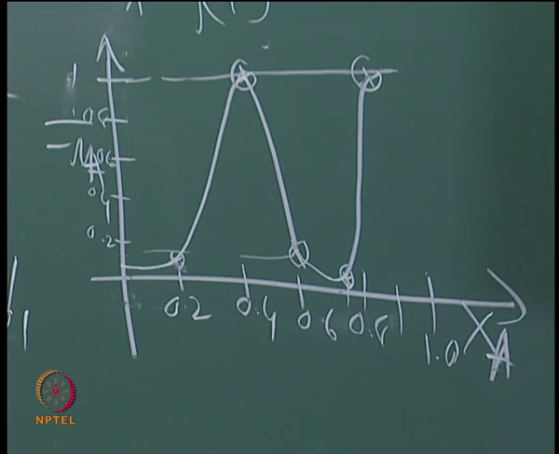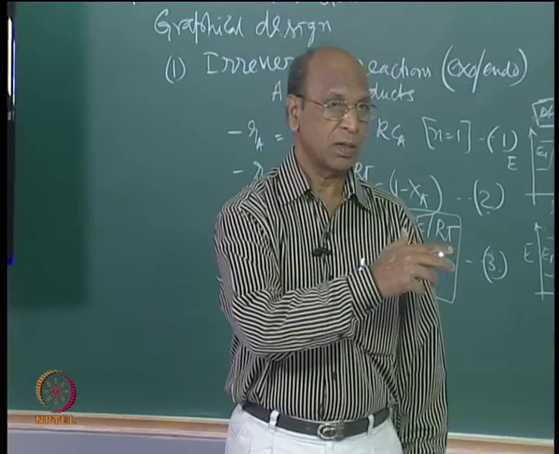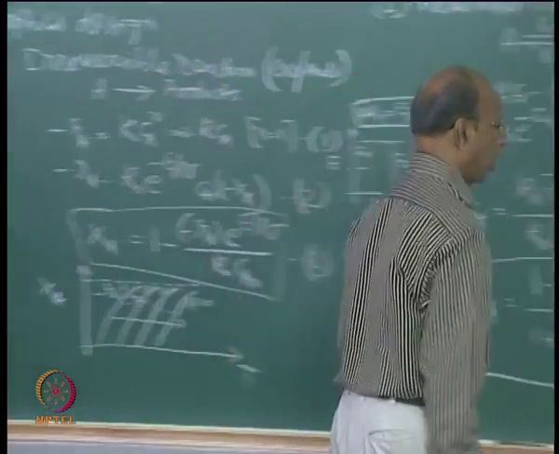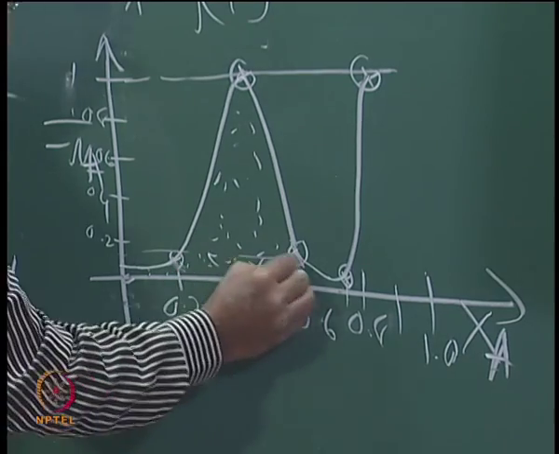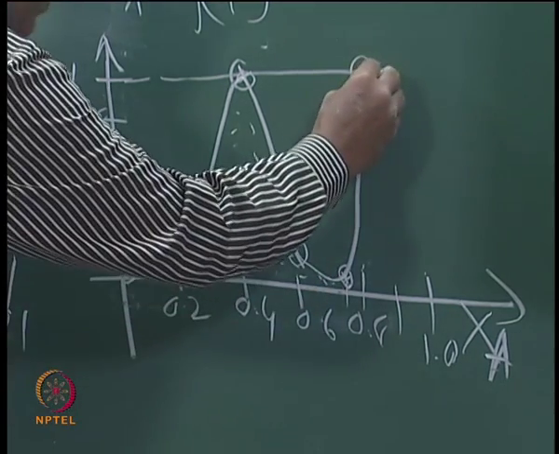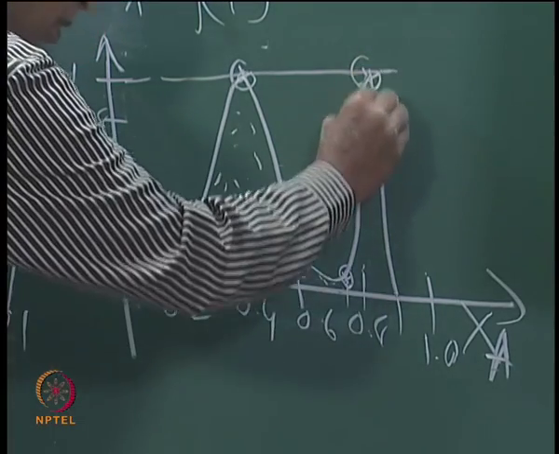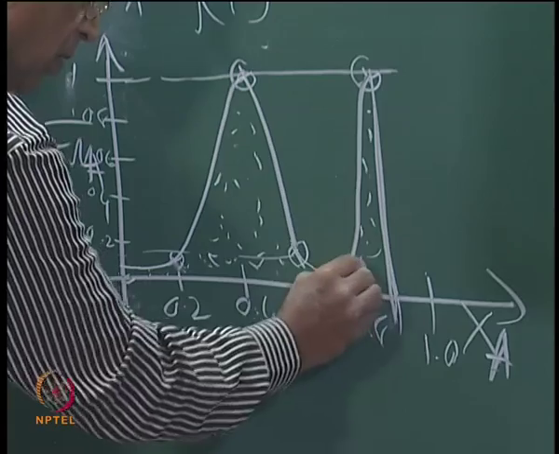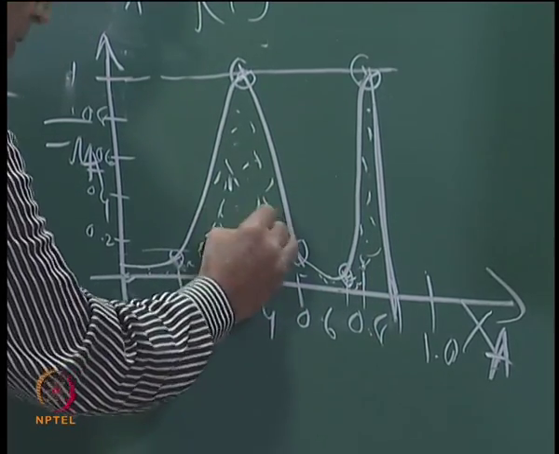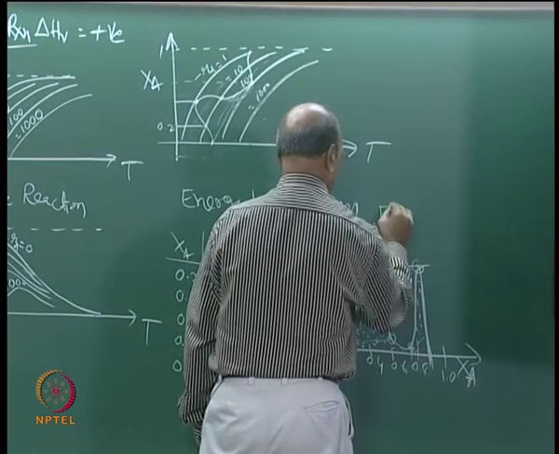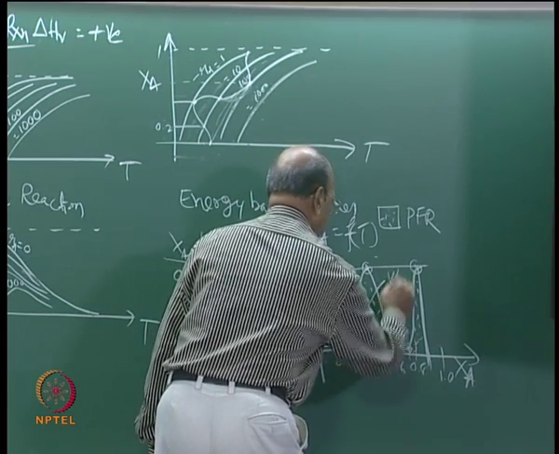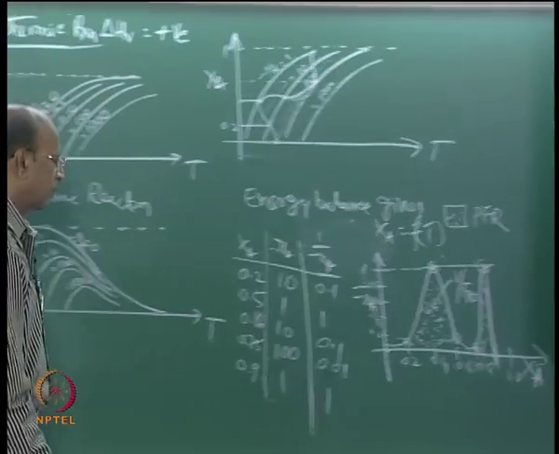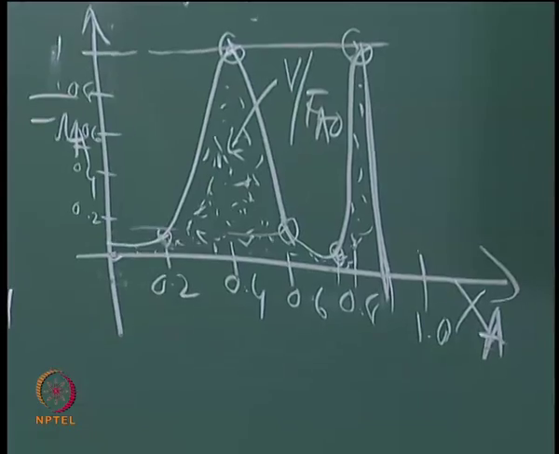So, now what is the volume of the reactor? Because we have plotted for plug flow, the area under the curve, all this area, if I take this as my conversion of 0.9, equals the volume of the reactor. So, area under the curve will be V by F A naught.